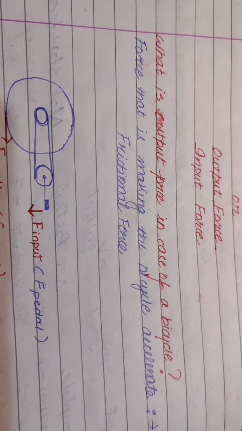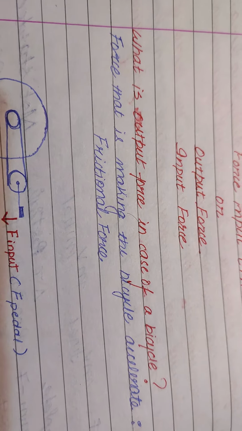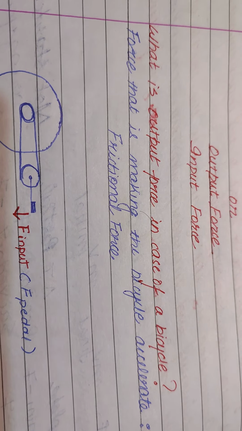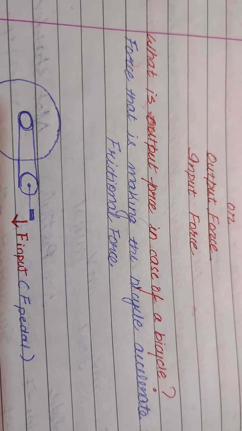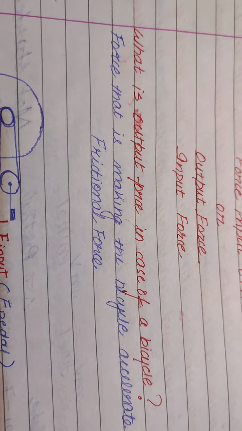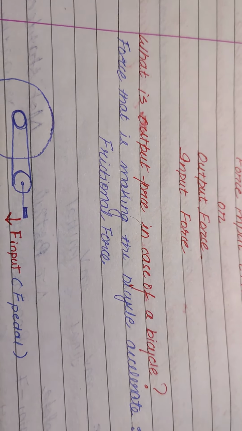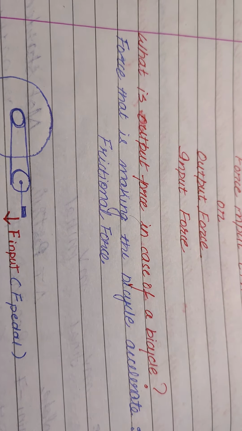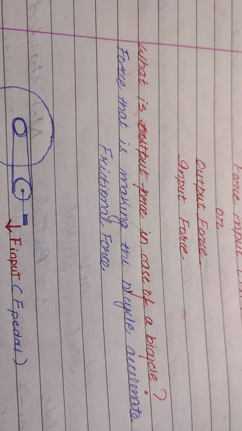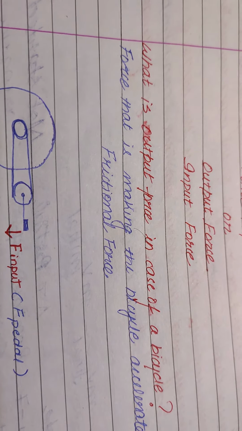Now in case of a bicycle, what is the output force? As we know, in the case of the bicycle, there is only one force that is making the bicycle accelerate, and that's the only force acting on the bicycle from outside, and that is frictional force. So the system is designed in such a way that the moment we apply force on the pedal, it generates an external force because of the friction, and this frictional force is our output force.